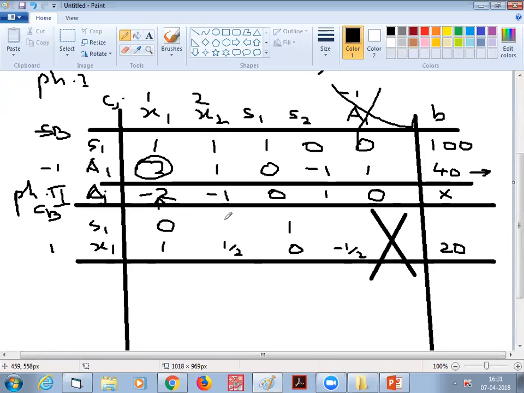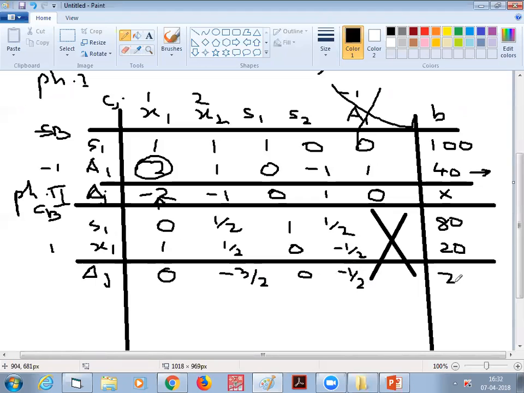This is 2 minus 1, so 1 by 2. This is 0, again plus 1 by 2. And this is 2 into 100 minus 1 into 40. So 200 minus 40 is 160, divided by 2 is 80. Very simple. And now let's get delta J. So 1 minus 1 is 0. This is 1 into half minus 2. Half minus 2 is minus 3 by 2. This is 0 and this is minus a half.